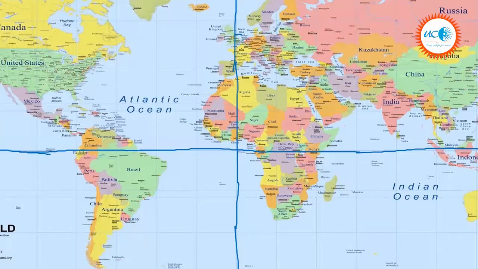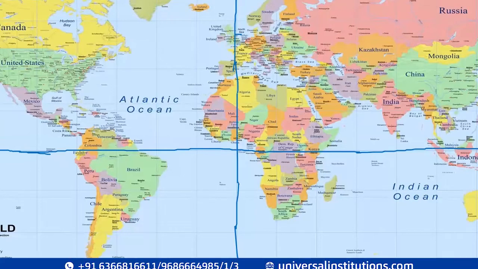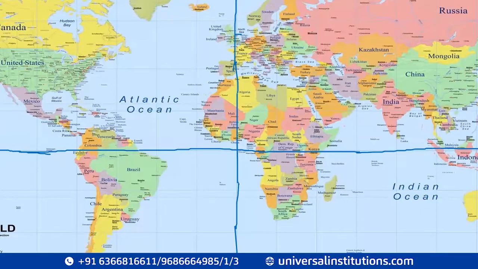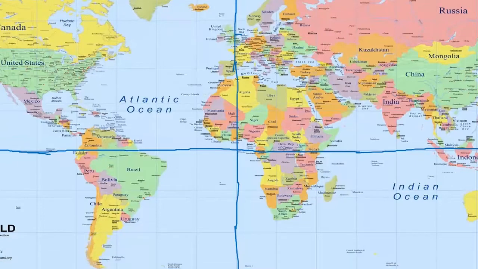So what is 180 plus 180? 360. We are getting the entire globe. Here 0 to 180, here 0 to 180. What is that? 180 plus 180 is 360. Entire Earth. How many of you are able to understand that? We have 12 time zones to the west, 12 time zones to the east. Okay.